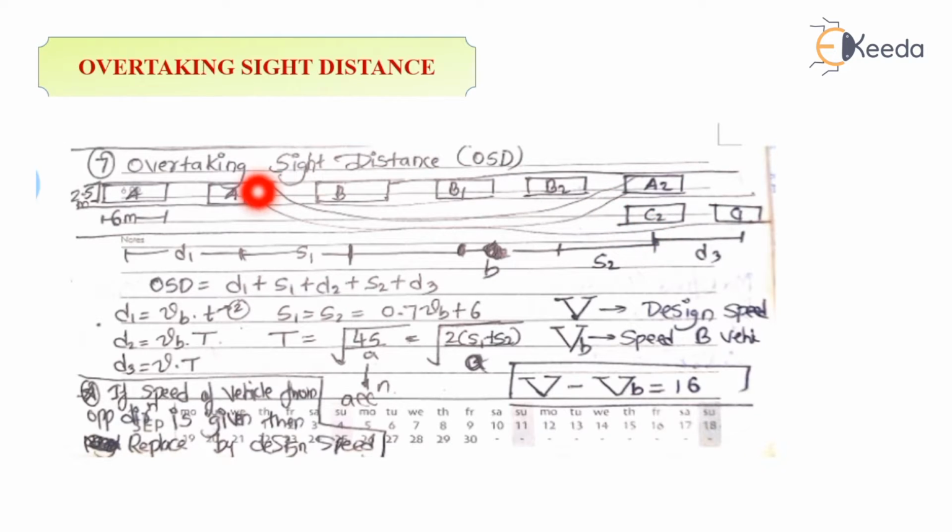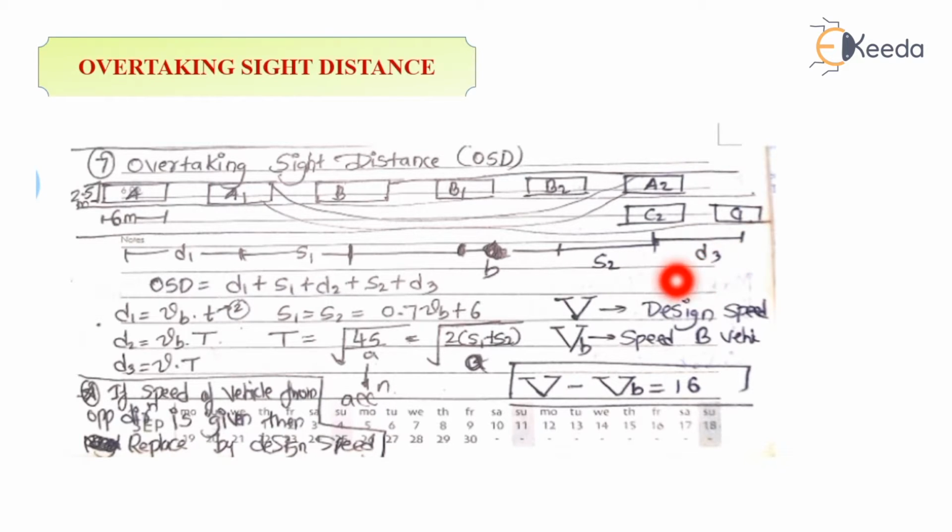Here you can see there are three things happening at one time. A1 will reach from A1 to A2, B1 will reach from B1 to B2, and similarly C1 will reach from C1 to C2. These are the three incidents happening at a single moment. The distance covered by the opposite vehicle from C1 to C2 is D3.